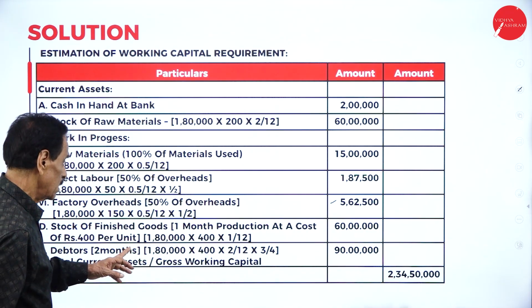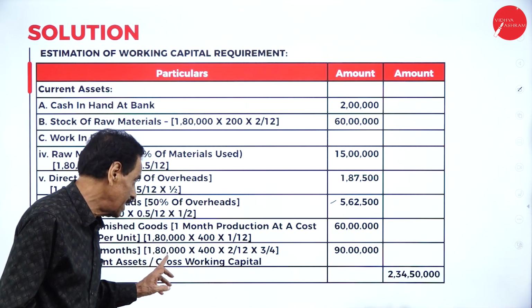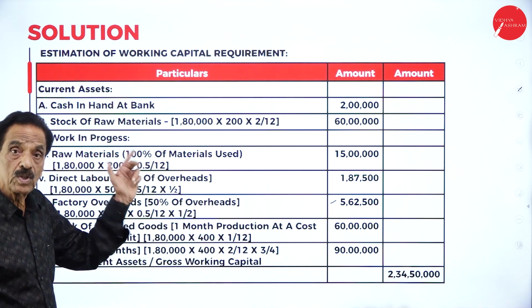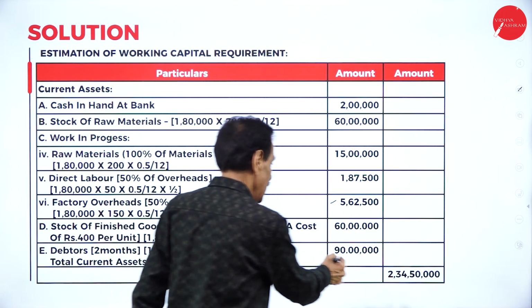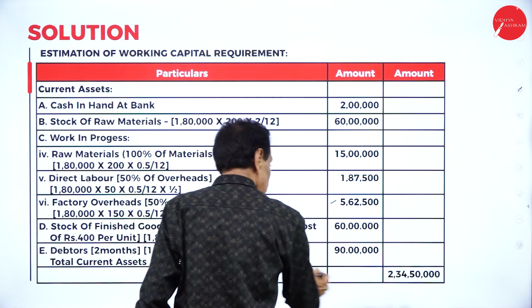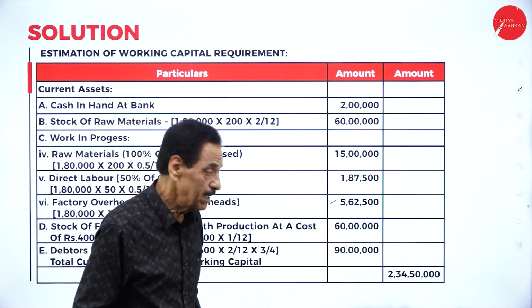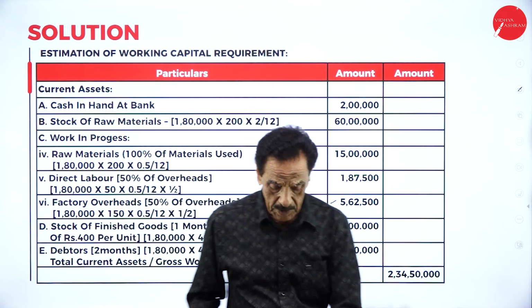Debtors 2 months, 1,80,000 on the cost price: 1,80,000 divided by 12 into 2 into 400 is 3 by 4 because 25% is a cash sale, 90 lakh. It becomes total current asset 2 crore 34 lakh 50,000.